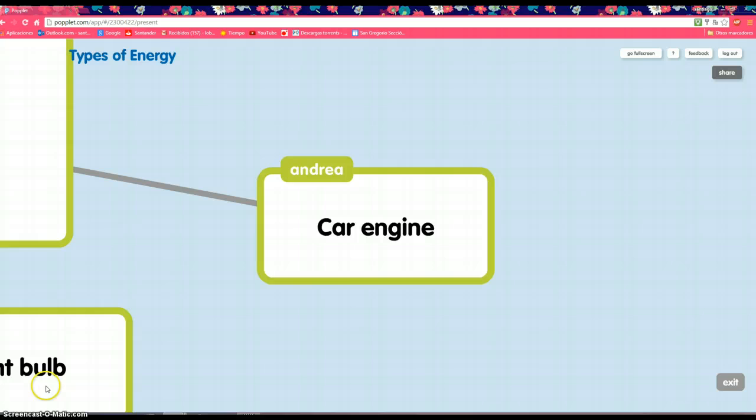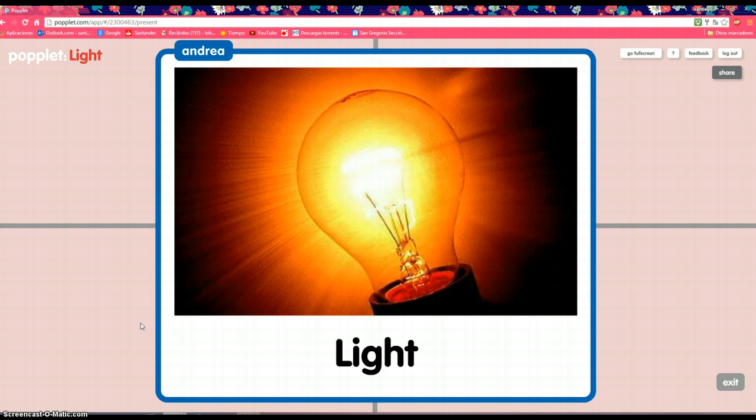Okay, we finished with the second mind map. Let's move on to the third mind map. Okay, everyone, this is the third mind map. Let's continue.